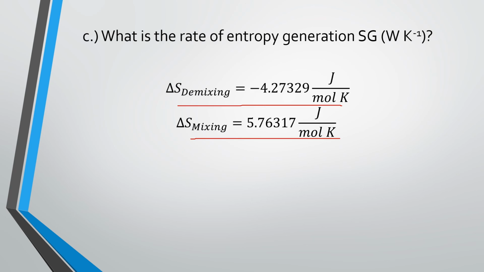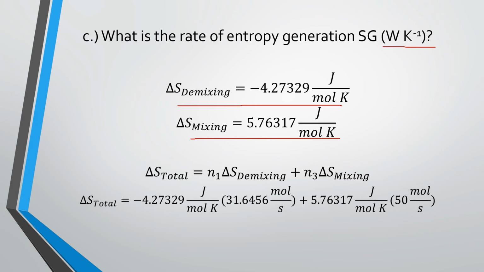The entropies can be added to determine the entropy generation. However, this problem specifically requires the units of watts per Kelvin. Therefore, before adding the entropies, the molar flow rate from individual processes should be multiplied by its respective entropy before summing it up. This leads us to the equation that the total entropy change, or the entropy generated, is equal to N1, or the molar flow rate, multiplied by the entropy of demixing plus the flow rate N3, which is the effluent flow rate, multiplied by the entropy of mixing. These values were obtained from the previous calculations and given values.